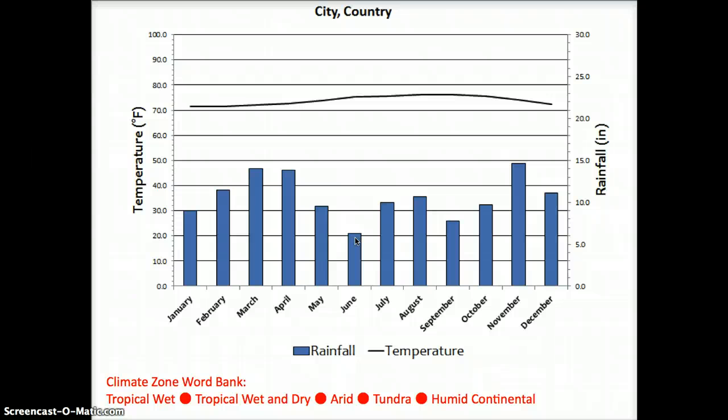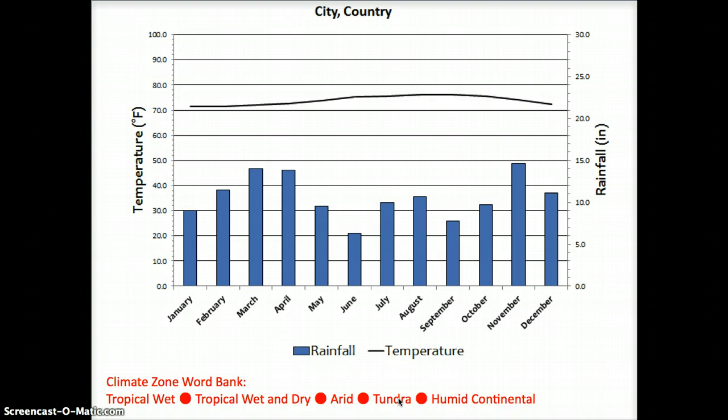Now you should reference your climate zone sheet and identify the climate pictured using the word bank at the bottom. Let's start by focusing on temperature. You can see that throughout the year, this location stays above 70 degrees Fahrenheit. So it's nice and warm, which disqualifies humid continental and tundra.